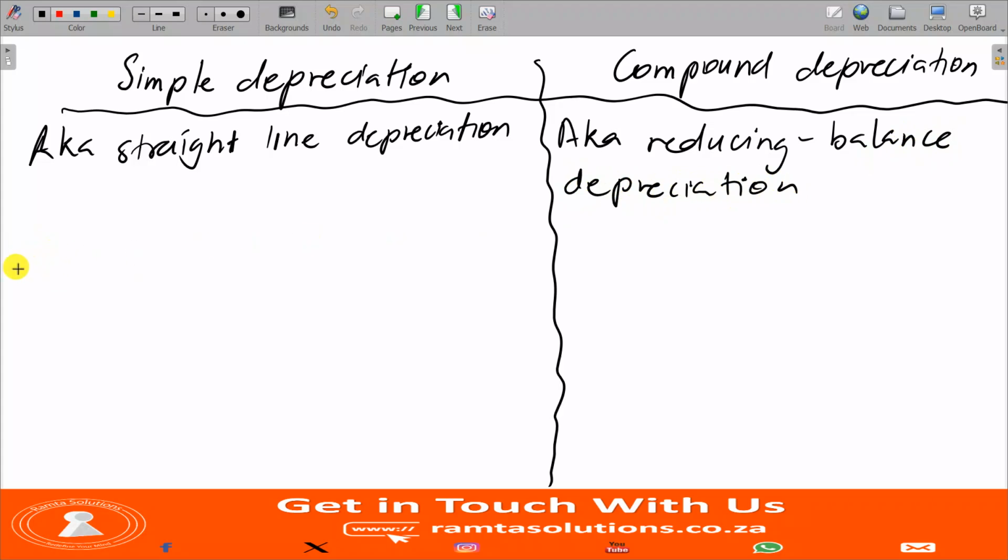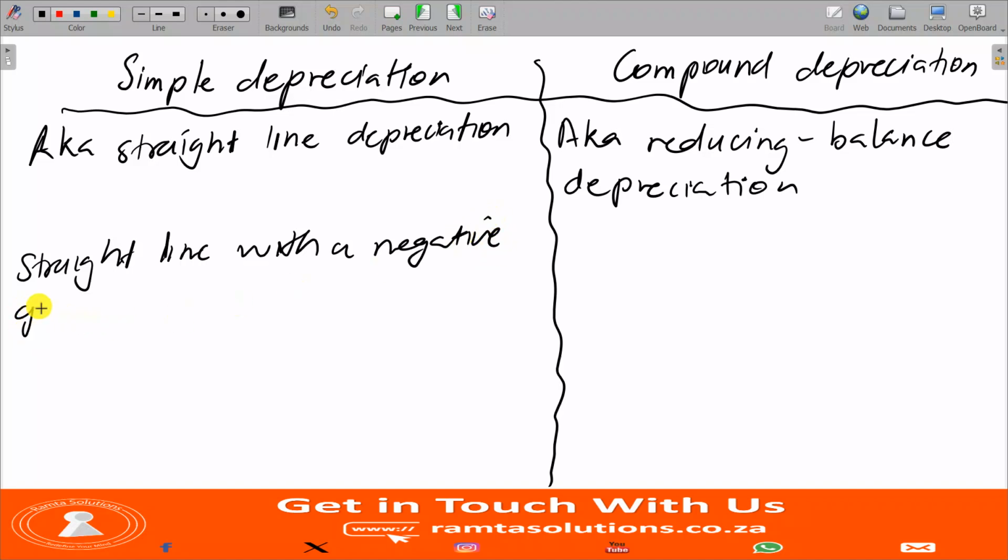So what is this? This is a straight line with a negative gradient.